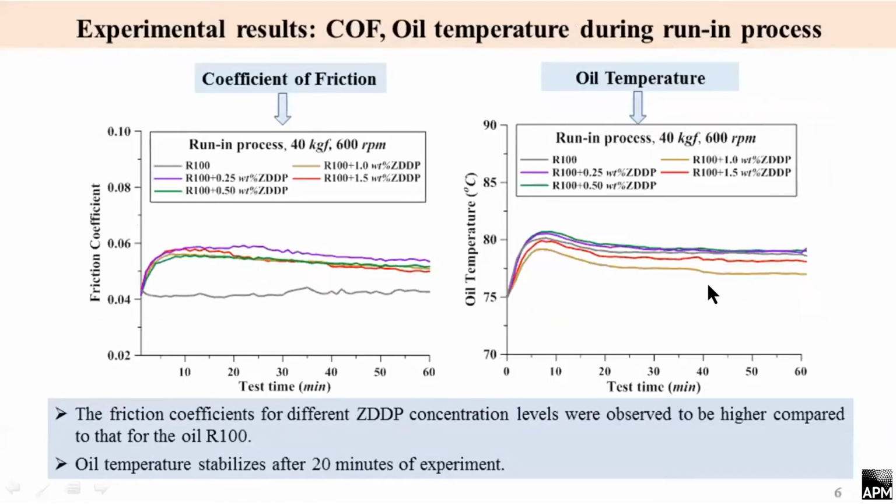You can see here in these two figures the coefficient of friction and oil temperature during the running process. What you can see here is that the coefficient of friction when we add ZDDP was higher compared to the original oil, and the oil temperature was stabilized after 20 minutes of experiments.